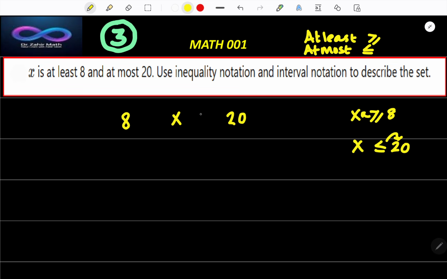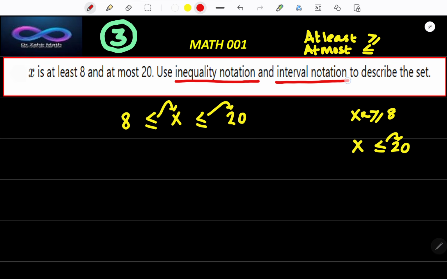So how are we going to put it? You're going to put it like this and you're going to put it like this. Look here, x, the mouth is open towards x when the number 8 comes. And the number is open here to the 20, right? So this is called inequality notation.